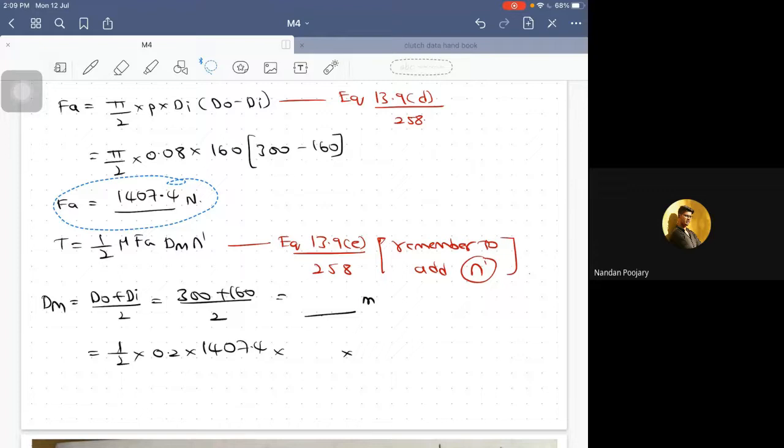Sir, 2814. That's 2814. Okay. So how many of you are getting this value, 2814 or 1407? 0.86. What is 0.86? No, sir, 2814.86. Acha, acha. So how many of you are getting this? Please check the value of Fa.